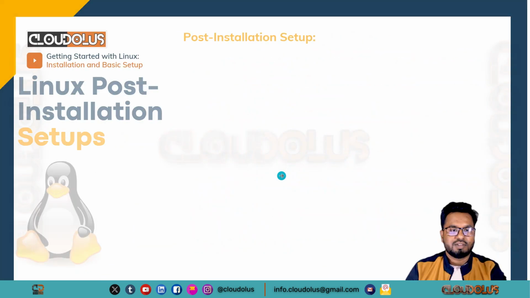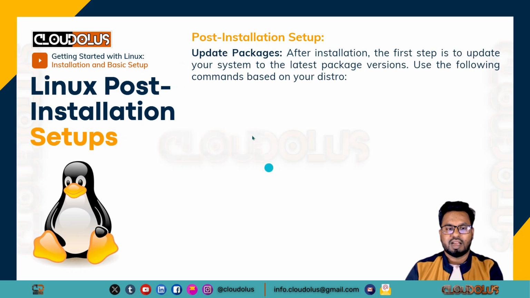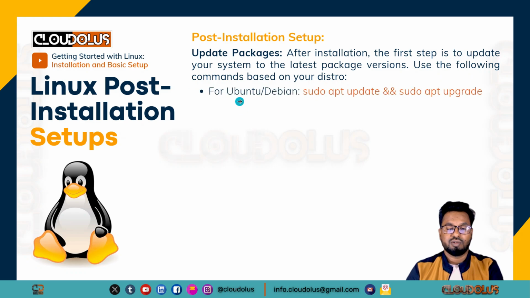And then next, the post installation setup. After you complete the installation process, you do the post installation setup for starting your VMs. So for that, update the packages. After installation, the first step is to update your system to the latest package versions. Use the following commands on your distro. To update your packages, for Ubuntu and Debian use sudo apt update and sudo apt upgrade. And for CentOS or Fedora, sudo yum update. So these are the update package commands.